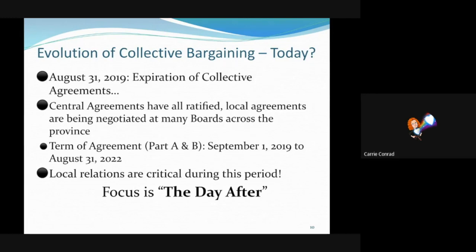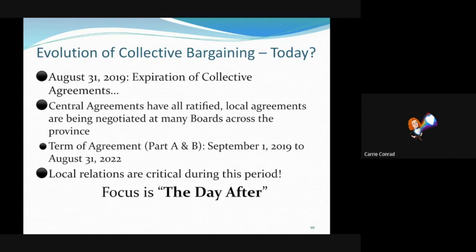A lot of emotions will be rolling around from your employees, from yourself, from your school board, from the unions. And it's really, really critical that you don't let yourself be caught up in those emotions, that you maintain that good faith, that impartiality and respect for your colleagues and for the people that work in your school, because the focus needs to be on the day after.